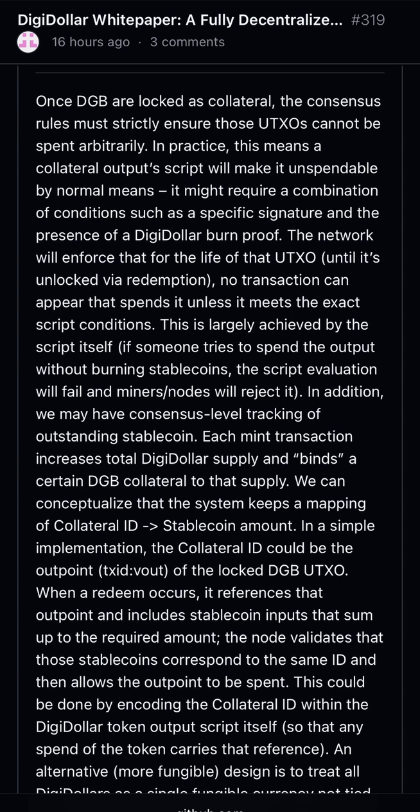It might require a combination of conditions, such as a specific signature and the presence of a DigiDollar burn proof. The network will enforce that for the life of that UTXO, until it's unlocked via redemption, no transaction can appear that spends it unless it meets the exact script conditions. This is largely achieved by the script itself. If someone tries to spend the output without burning stablecoins, the script evaluation will fail, and miners' nodes will reject it. In addition, we may have consensus-level tracking of outstanding stablecoin.